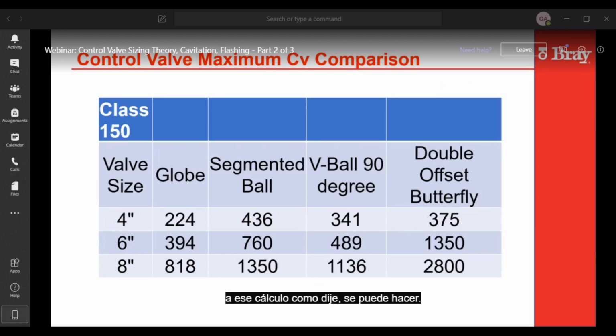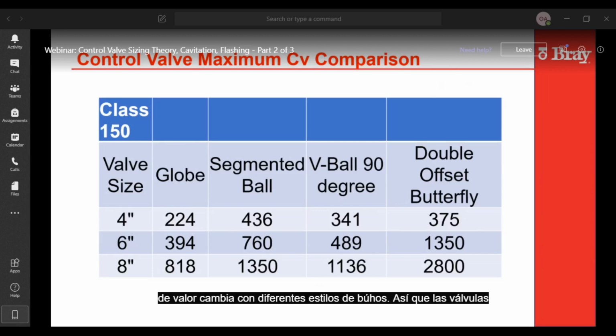Like I said, if you did it by hand, these were the factors you would consider. If you use a sizing program that's already got all these factors included in it, basically you just have to put in the service conditions, and then it'll accommodate all of the corrections for all the different things you need to look at. Now this C sub V value changes with different styles of valves.